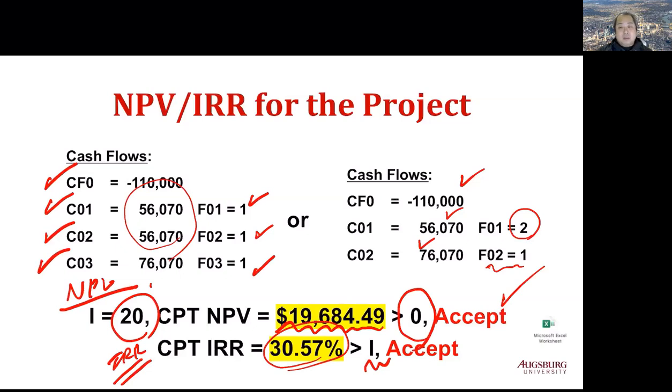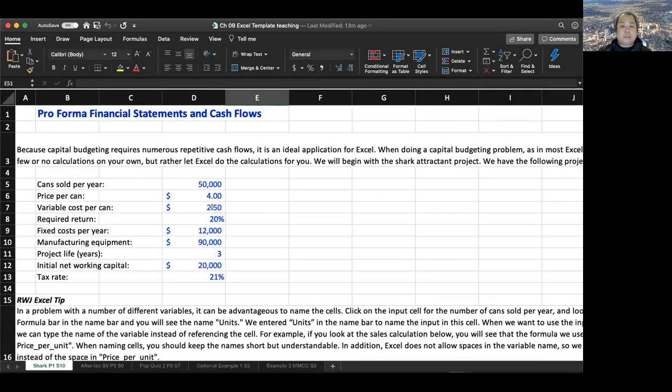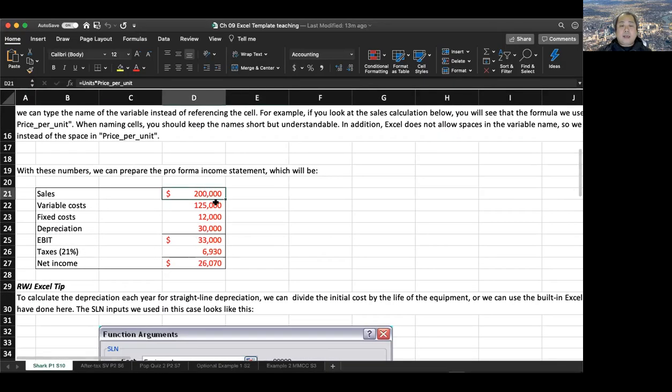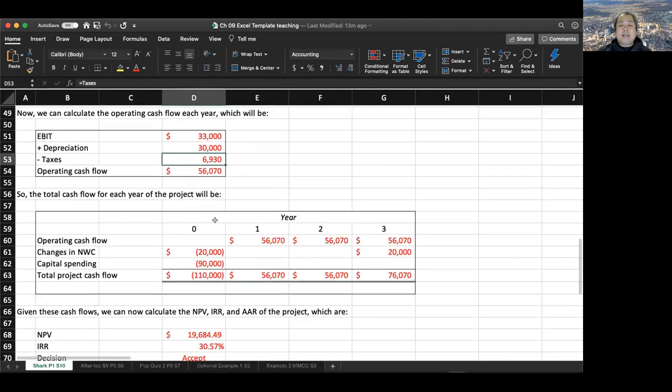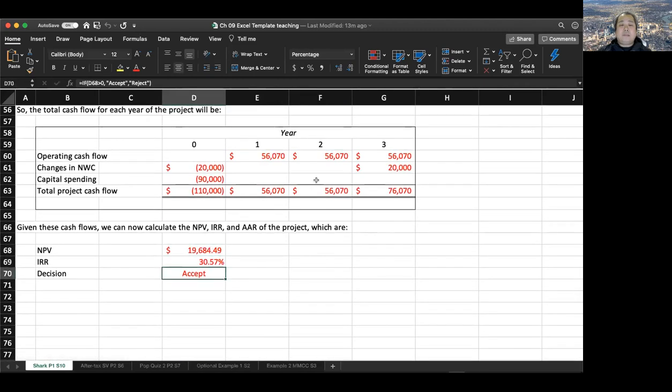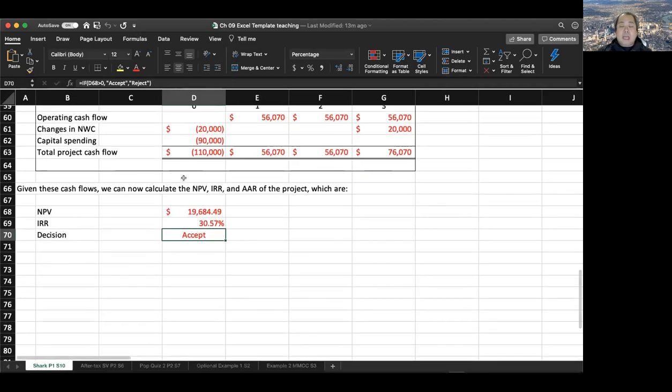Forecast cash flows, compute NPV, and decide. You can also use Excel. Double click this Excel icon. You will see this Excel spreadsheet. There will be the formula in each cell, especially the red cells, and you can see how to get it. Exactly the same answer, and accept. Just for your reference, I embed the Excel template here.